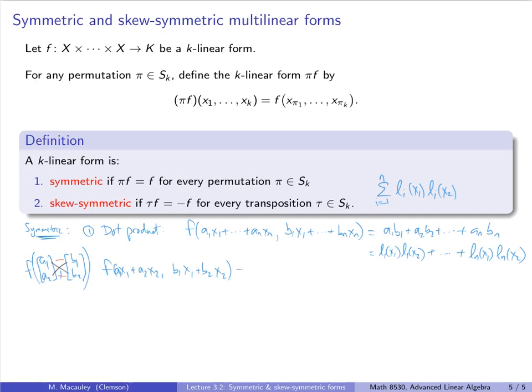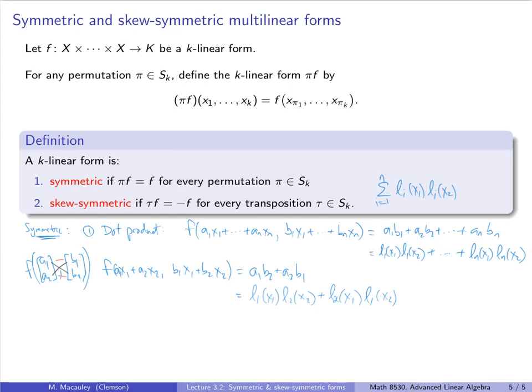So here's a different symmetric bilinear form: a1 b2 plus a2 b1. Now in terms of the dual basis vectors, what is this? This is L1 of x1 times L2 of x2 plus L2 of x1 times L1 of x2. So this is a symmetric bilinear form.